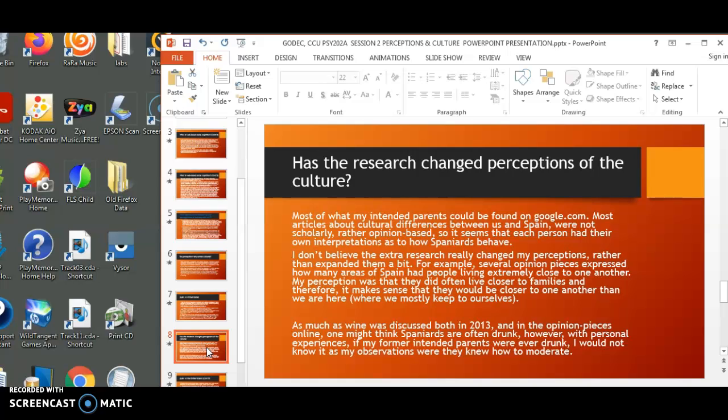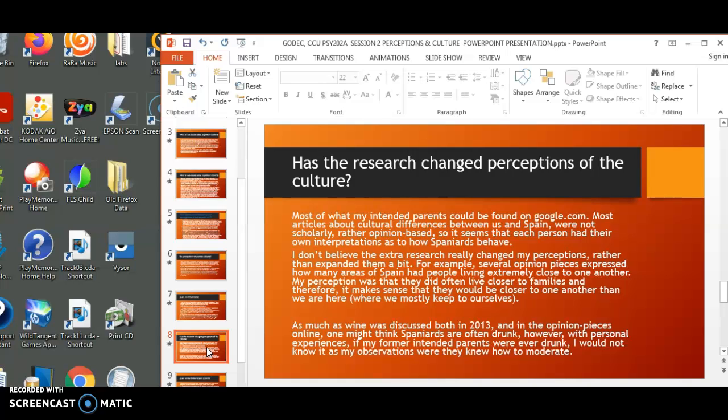Most of what my intended parents told me could be found on Google. Most of the articles about cultural differences between us and Spain were not really scholarly, but mostly opinion-based, actually. It seems like each person had their own interpretation as how Spaniards behave and interact with one another. So I'm not really sure that the research changed my perceptions rather than expanded them a bit.